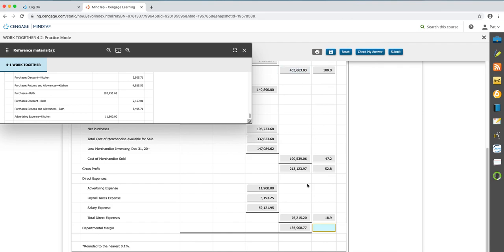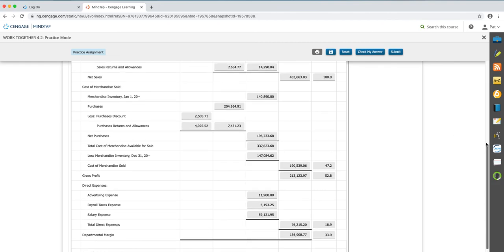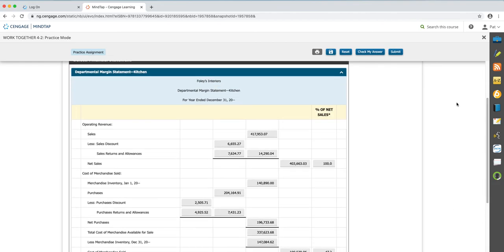Dividing this by net sales, this by net sales to get these component percentages, or vertical analysis, is 33.9 for our last one. Round to the nearest tenth when you're doing that. Okay, that is how we're going to do those department margin statements.